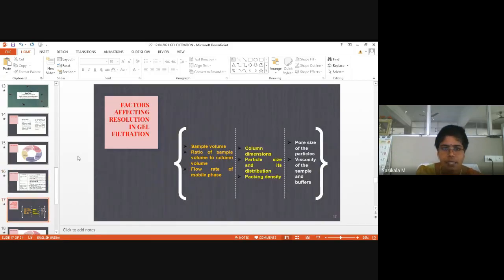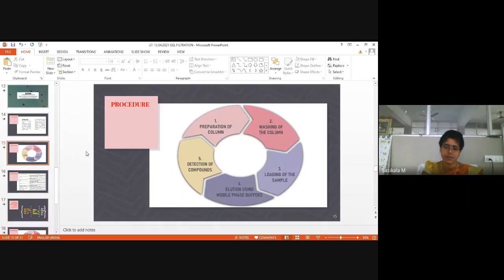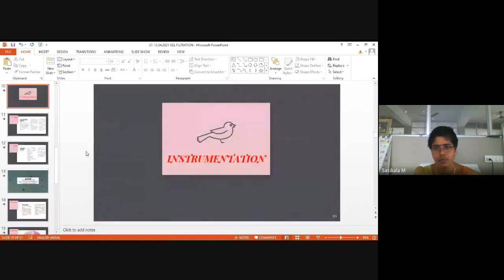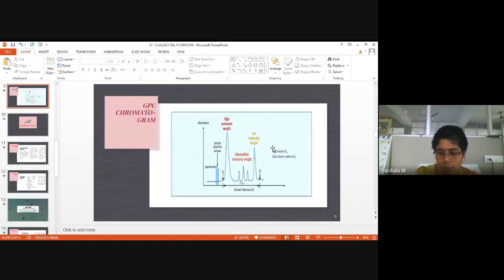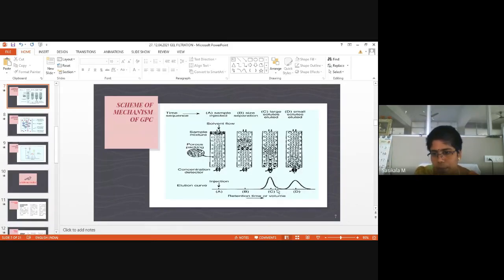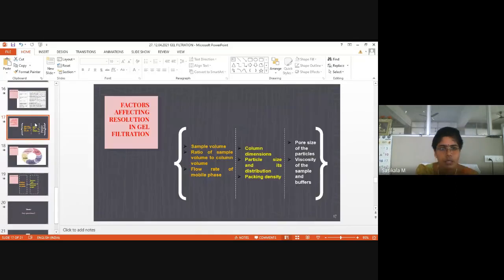Next, coming to the factors affecting resolution in gel filtration. Resolution represents peak purity. We have already discussed it under the column efficiency parameter. Just go through what resolution is. Resolution means when you elute two components, a mixture of components, the peaks must be separated well. It can be explained with separation factor and resolution factor. So resolution should be high.